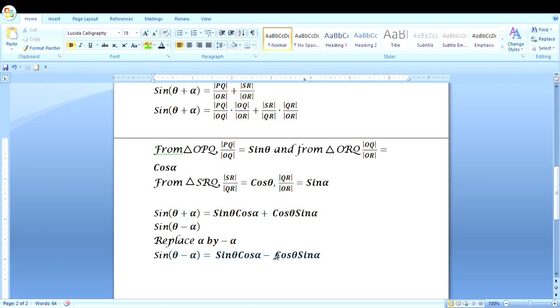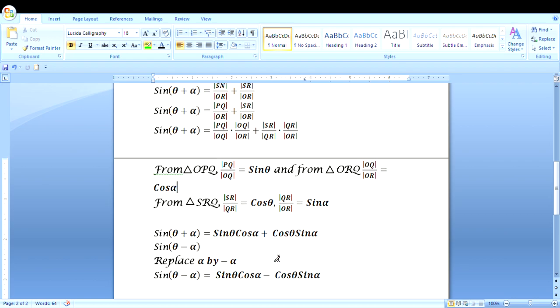This is how to conveniently derive the trigonometry for compound angles. In our next class, we shall be looking at that, of course.